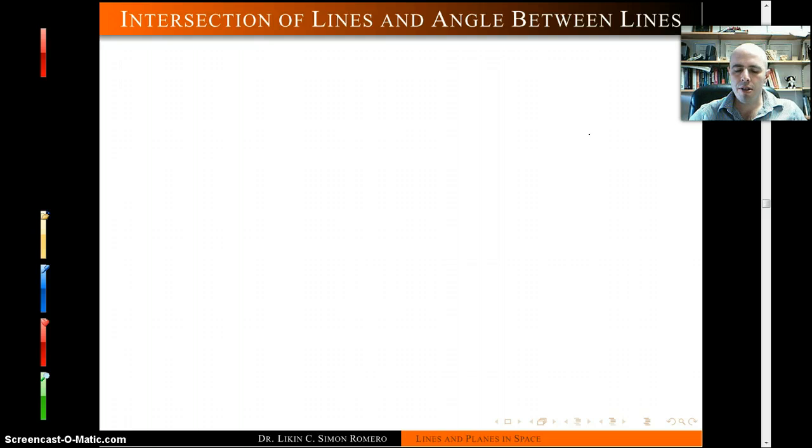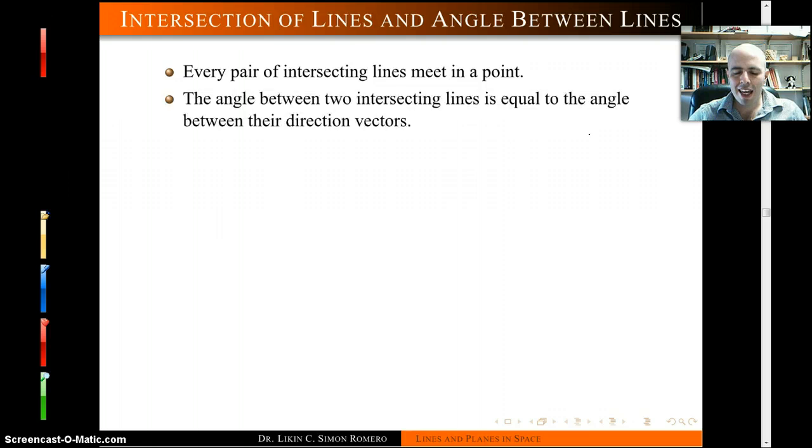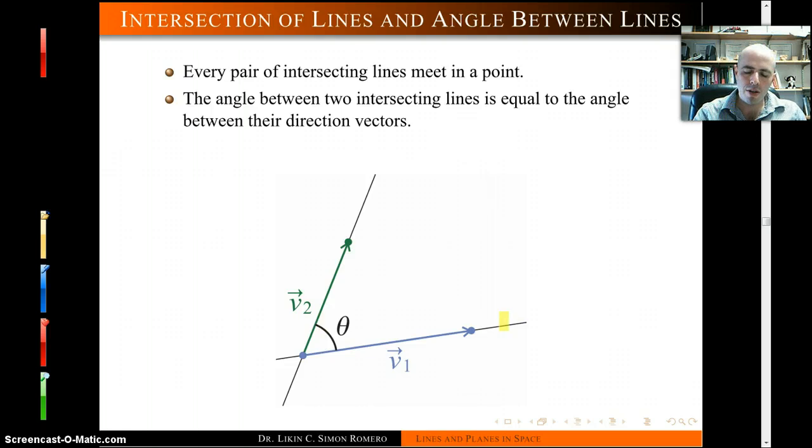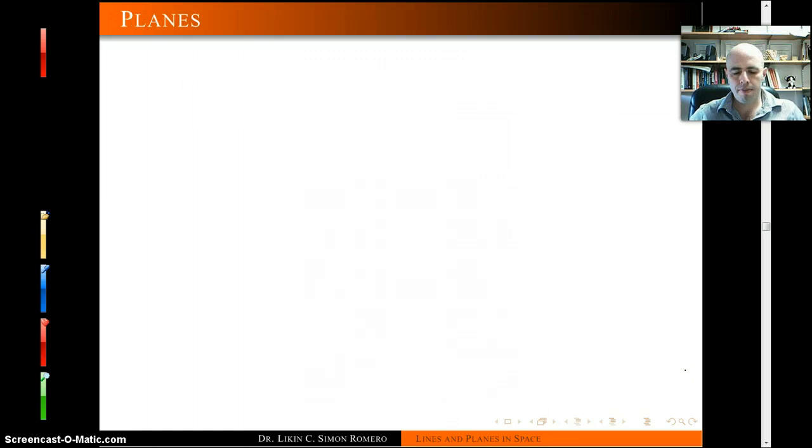Intersection of lines and angle between lines. Two lines intersect in a point, and the angle between two intersecting lines is equal to the angle between the direction vectors. So again, the only thing that you need to do if you are computing the angle of intersection of two lines is just computing the angle of intersection of the direction vectors.